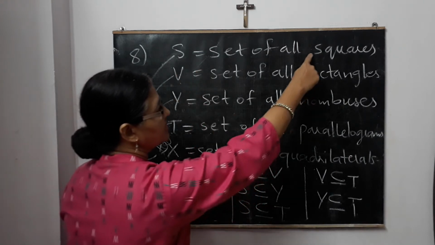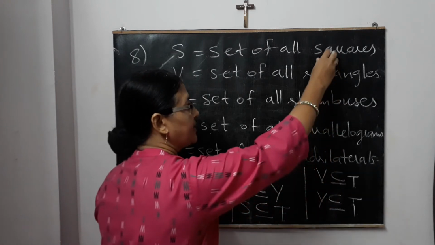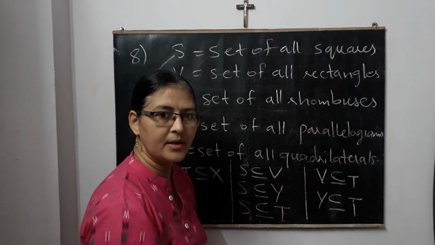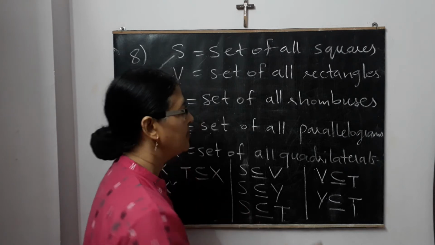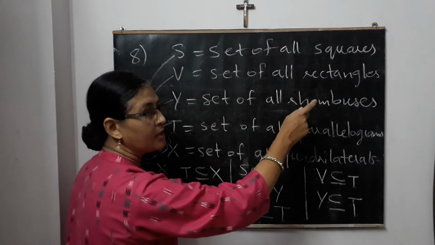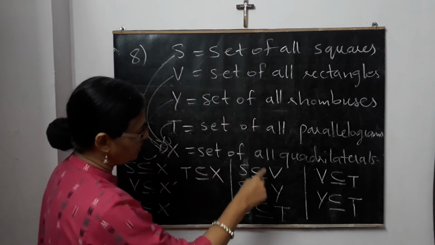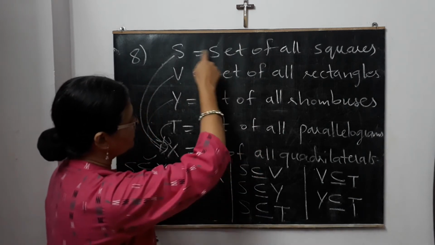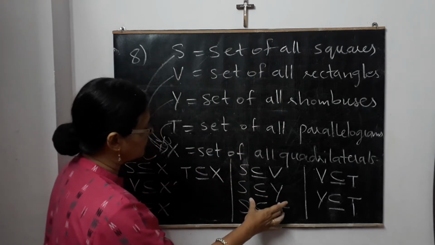Then rhombus: what is the similarity between rhombus and square? Both are four-sided. In square there is 90 degree, but in rhombus opposite angles are congruent, but each is not 90, correct? So square can be called a rhombus, but rhombus cannot be called a square. So S is a subset of Y, meaning square is a subset of rectangle and also a subset of rhombus. That is what is written here.